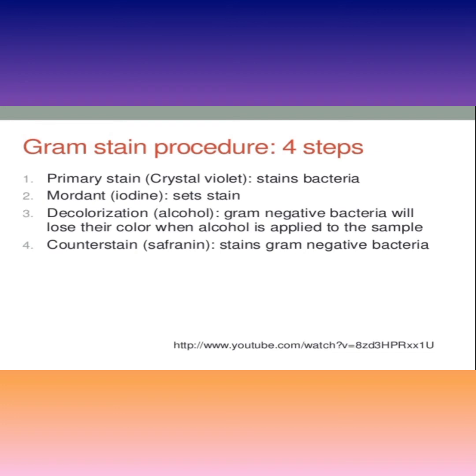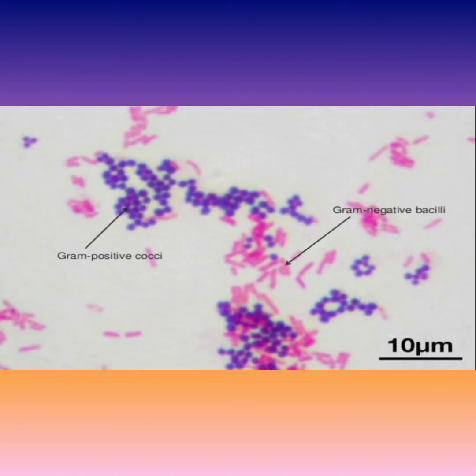Gram stain procedure, four steps. Primary stain of bacteria, mordant sets the stain, then decolorization and the counterstain. Those are the four steps of staining. Gram-positive, gram-negative.